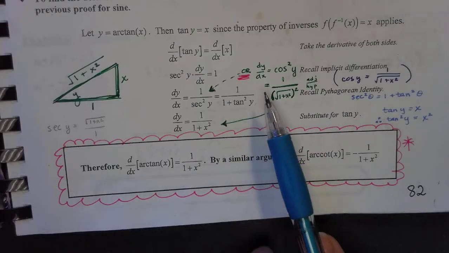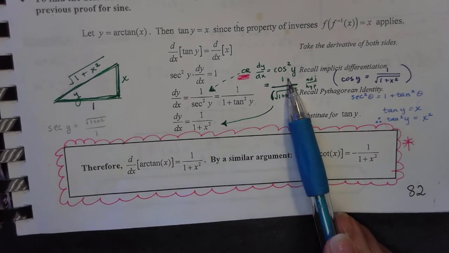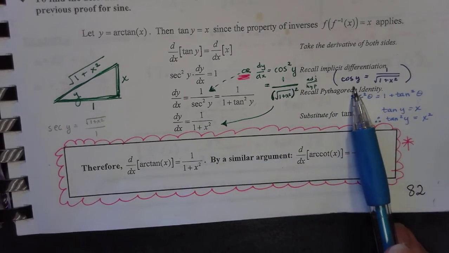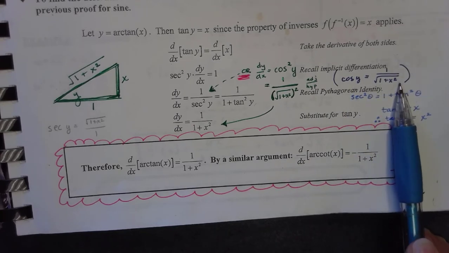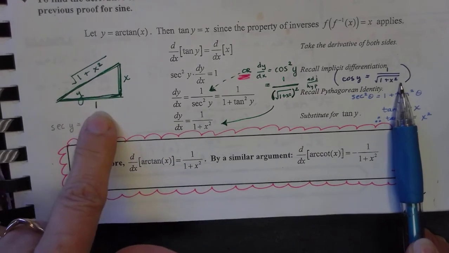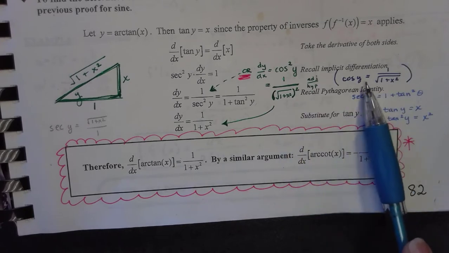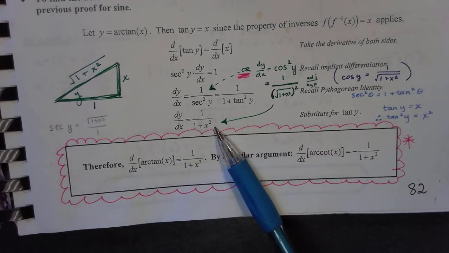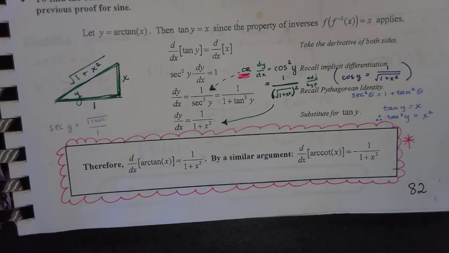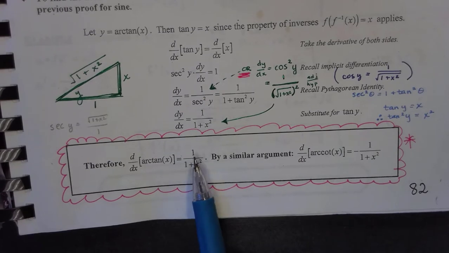Now, there is another way to think about this. 1 over secant squared y is cosine squared y. We know that cosine y is 1 over the square root of 1 plus x squared. And so cosine squared of y would square this, which gives us this. Nice little thing. So therefore, the derivative with respect to x of arctangent x is 1 over 1 plus x squared.